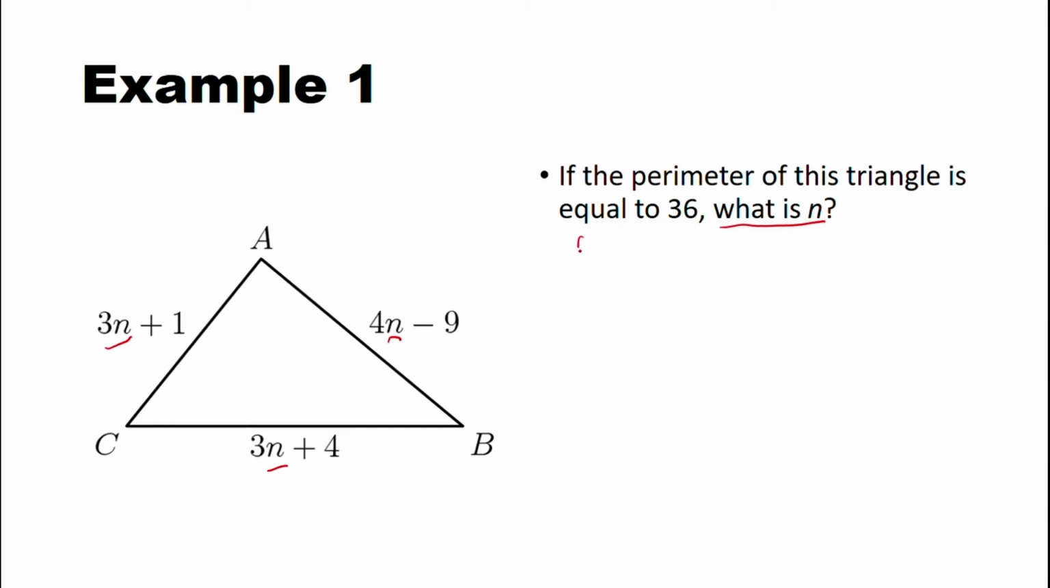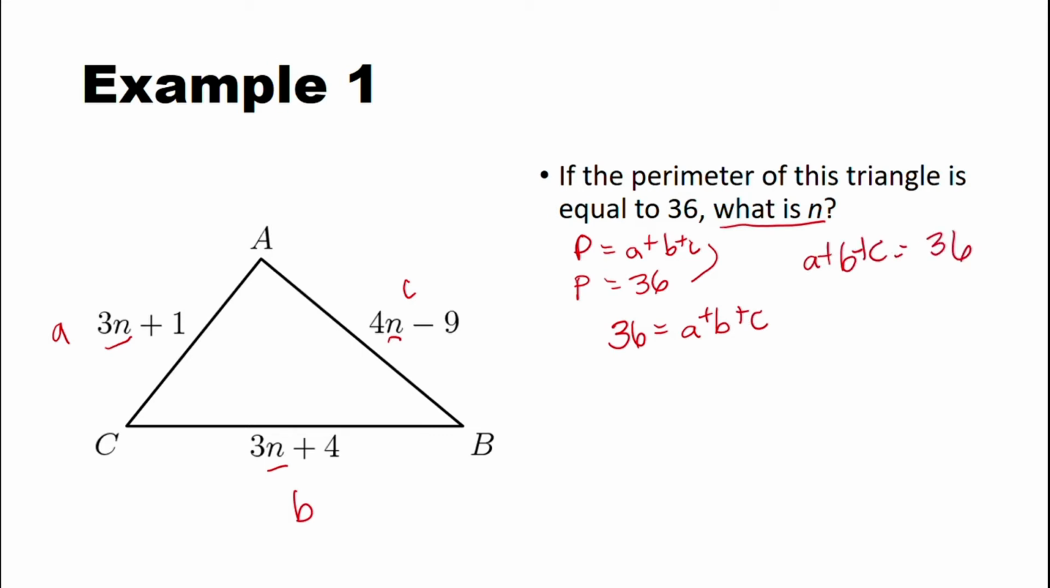So perimeter of a triangle, I know two things about perimeter of a triangle. First of all, I know that perimeter of a triangle is A plus B plus C. We just add up the sides. And so I'm just going to label these A, B, and C. And I also know from the information in this question that perimeter is equal to 36. So if I put these two things together, I can say that 36 is equal to A plus B plus C. Or I could say that A plus B plus C is equal to 36. It doesn't matter which way I write it. Traditionally, we see the P over here, so that's why I put the 36 there, but it doesn't matter.